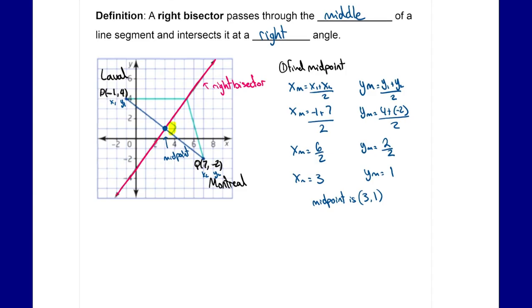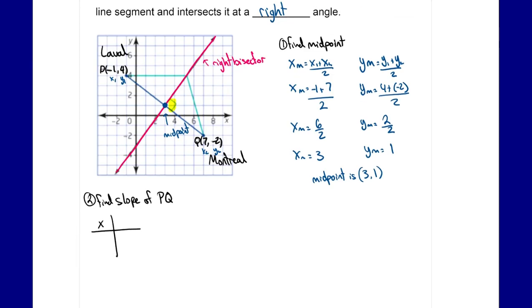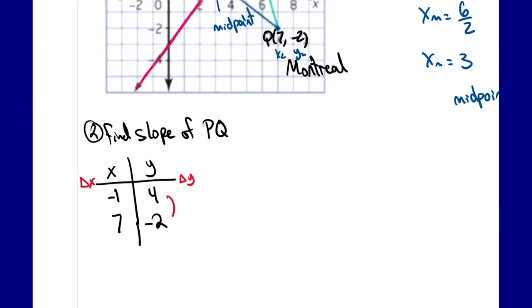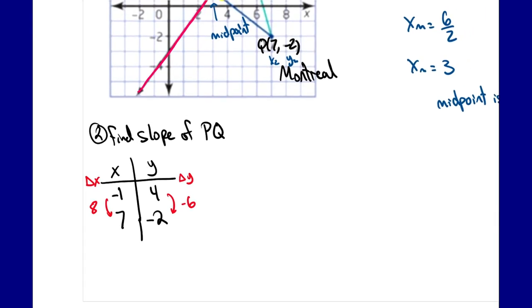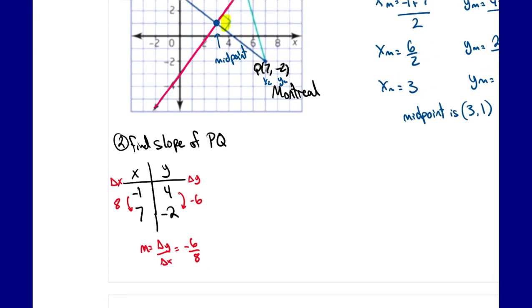So our next step is to find the slope of PQ. There are different ways you can do it, but we'll stick with an easier way, just using the table. We have (-1, 4) for our one point and (7, -2). We look for the change in y and change in x. y decreases by 6, and x increases by 8, from -1 to 7. So m, change in y divided by change in x, is equal to -6/8. That's the slope of the line that's given to me.